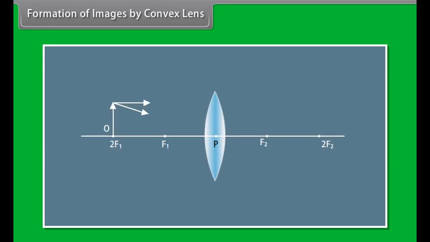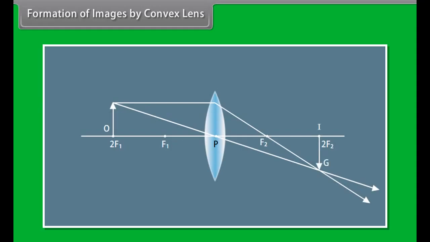When the object is placed at 2F, then the image formed at 2F on the opposite side. The nature of the image is real, inverted and same size.